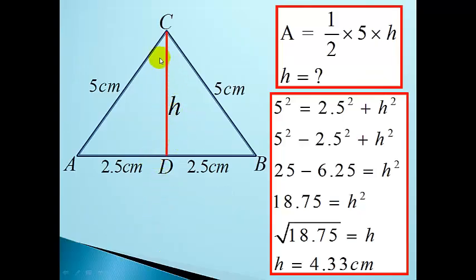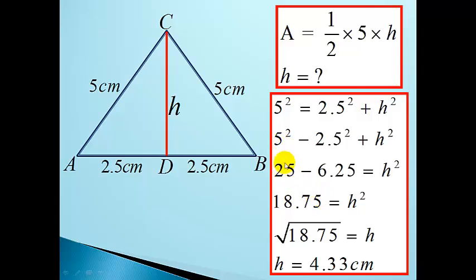Now, how do we find the area of that equilateral triangle? Area is half the base times the height. So half the base, and the base is 5, times the height. So we need to find the height. Now we consider triangle CAD and use the Pythagoras theorem, which says that 5 squared is equal to 2.5 squared plus h squared. Now 2.5 squared on the left hand side becomes minus 2.5 squared, and this is equal to h squared.